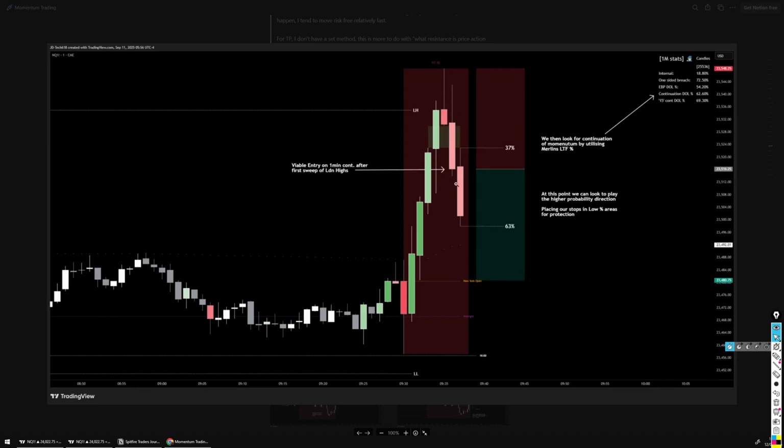So in this situation, we've entered and we can start to utilize Merlin's continuation logic. We look for the continuation of momentum by utilizing Merlin's low time frame probabilities. There's a 62.6% chance that a 1 minute candle will take the low when it's bearish if it's a continuation. At this point we can look to play the higher probability direction, placing our stops in the low percentage areas for protection. So move that ahead.